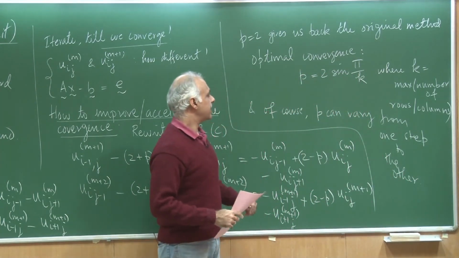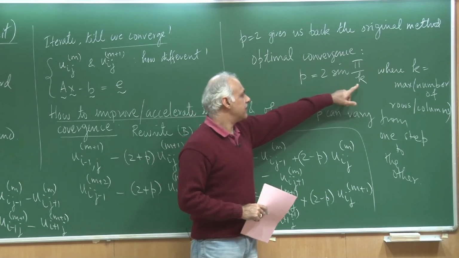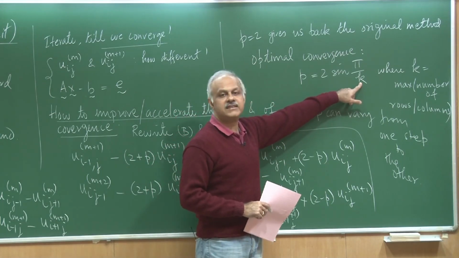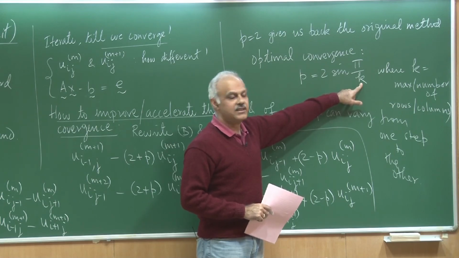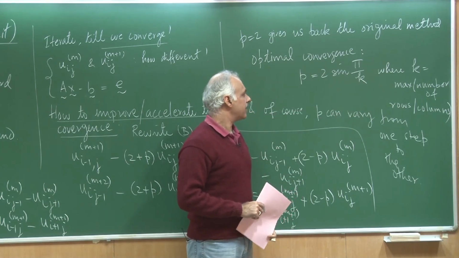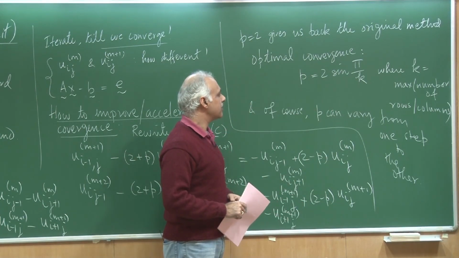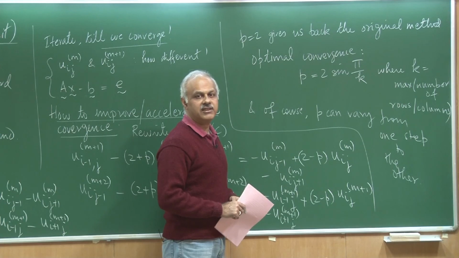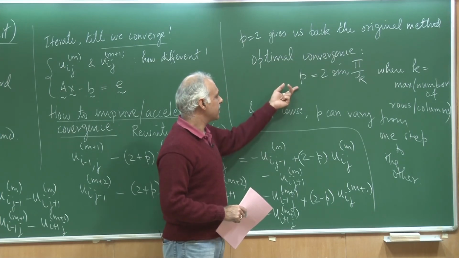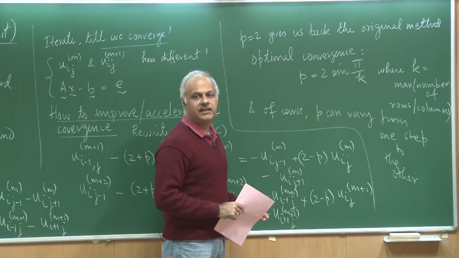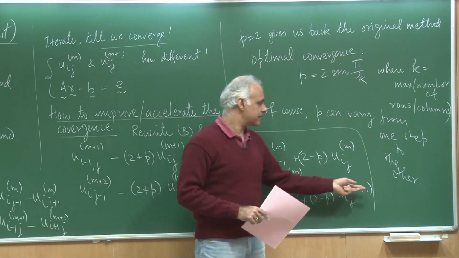So, it turns out if I use a value of p which actually depends on the number of equations that I have, or the number of rows and columns that I have in the grid, essentially the range of i and j, then it is possible for me to get faster convergence using the ADI method. And of course, nobody stops me from varying p from one step to the other. That is what I have written here.